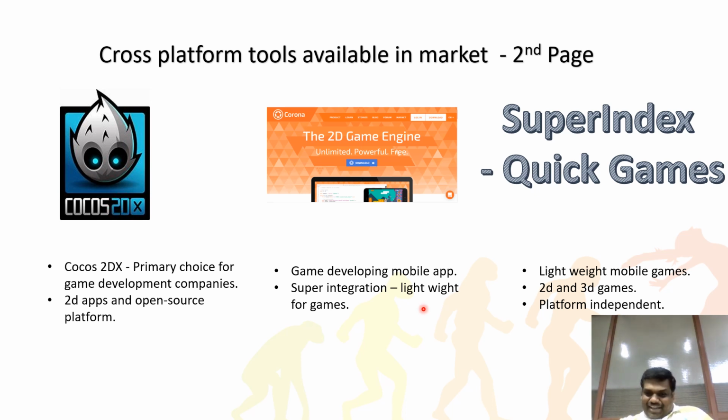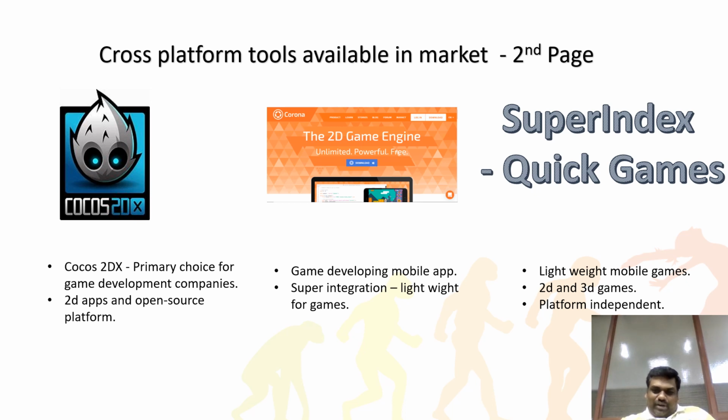At the same time, I want to introduce that Super Index also has a lot of facilities for quick games. So we say the tool name is called Quick Games. It's lightweight mobile games. Please note down. So when you develop a mobile application, especially mobile games, it will have lightweight games. And 2D and 3D games, we support everything. And it's platform independent. That is very important, right? Whether it's an Apple phone or an Android phone or anywhere, the games can be played smoothly that way.